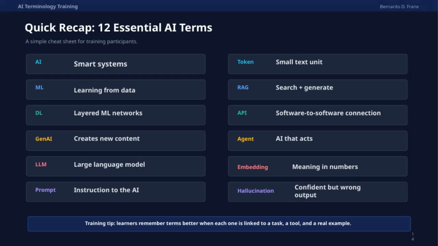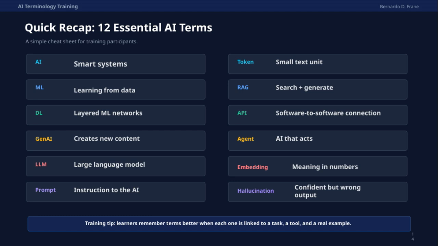Let's dive into some training tips to help learners remember these key AI terms more effectively. One of the best ways is to link each term to a task, a tool, or a real-world example. For instance, when we talk about a confident but wrong output, think of it as an AI confidently making a mistake, which highlights the importance of understanding the context and checks. Next, hallucination in AI refers to when the system generates information that isn't accurate or real, something to watch out for. Meaning in numbers is about how AI interprets data quantitatively, turning numbers into insights.